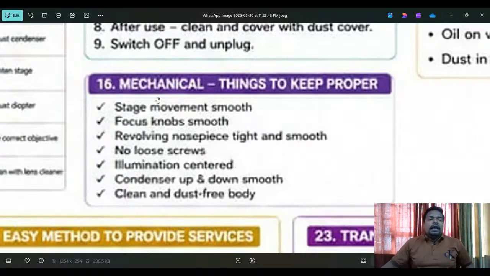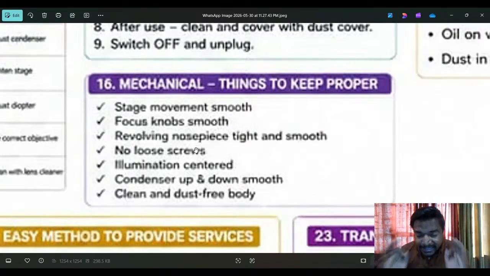Right, come here. Mechanical things to keep properly. First of all, stage movement smooth, focus knob smooth, revolving nosepiece tight and smooth, no loose screws, illumination centered, condenser up and down movement smooth, and a clean, dust-free body. I'm going to keep all these mechanical things in proper condition, because for this purpose preventive maintenance is very, very important. Understand?